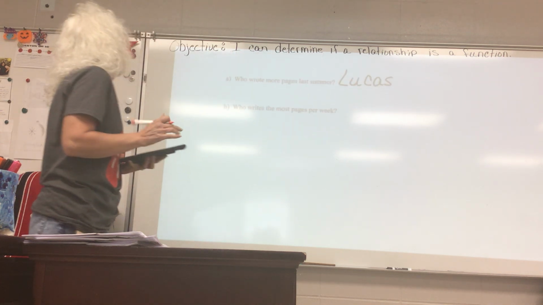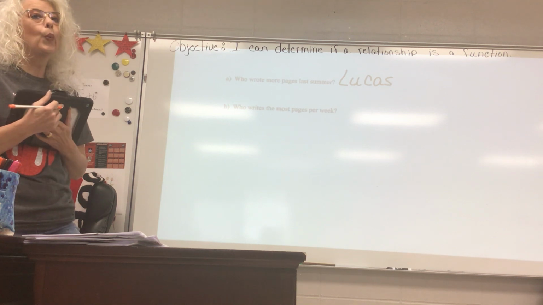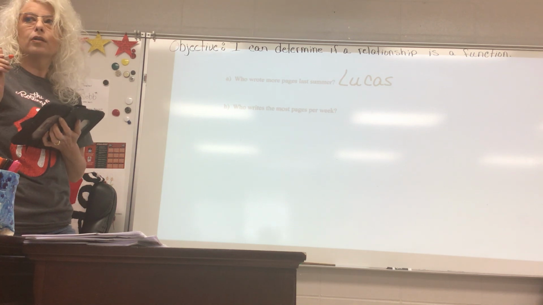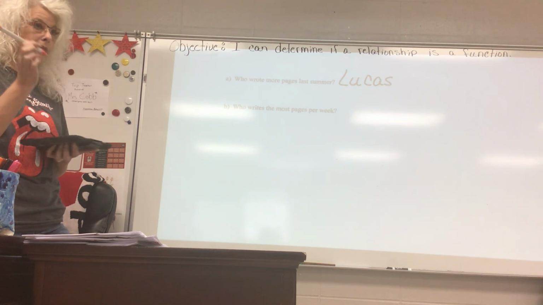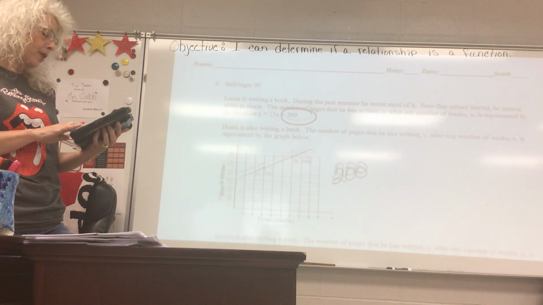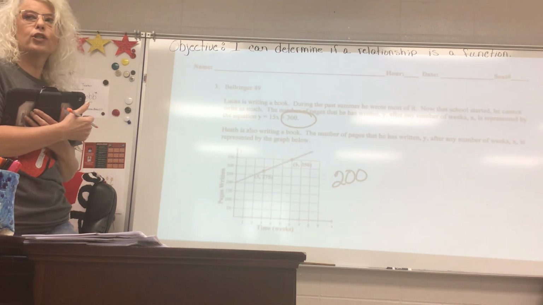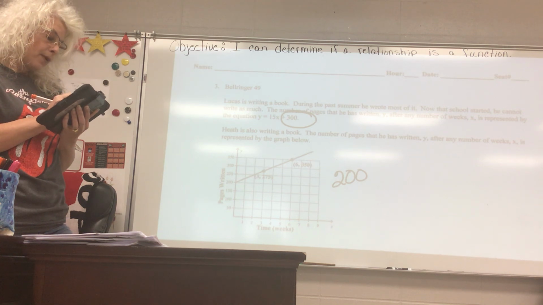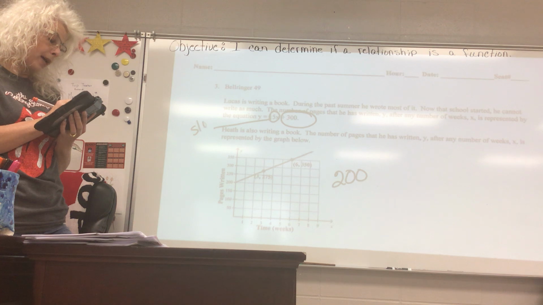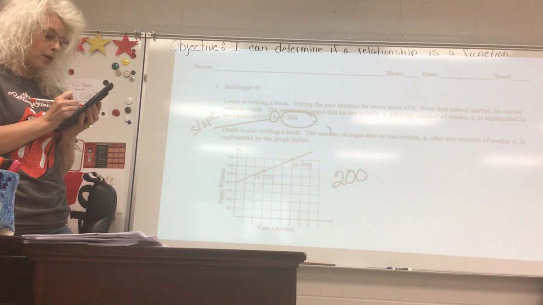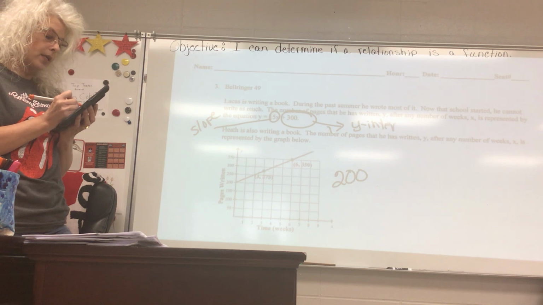Right. Now on problem B, it says who writes the most pages per week? So does that mean I need to look for the starting point or the rate of change? Rate of change. And looking up here at Lucas, what is Lucas's rate of change? 15. Remember, the number in front of the variable is your slope or that rate of change, and the number at the end is your y-intercept. Good job, guys.